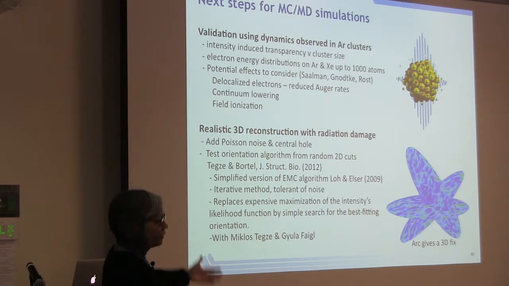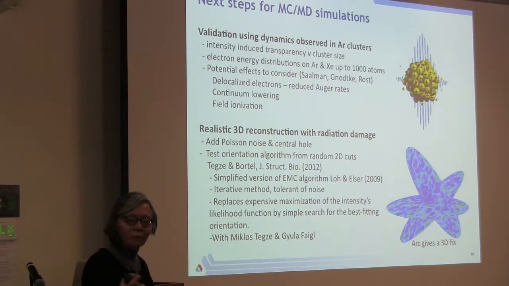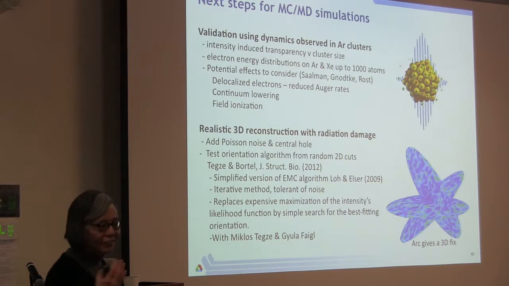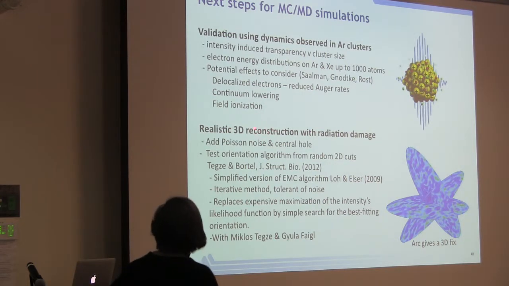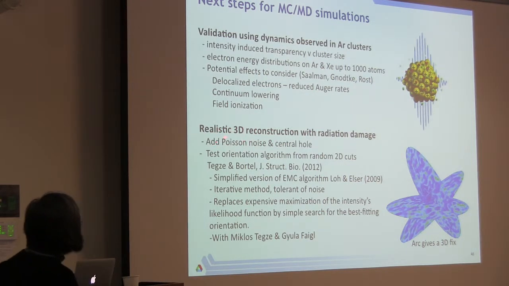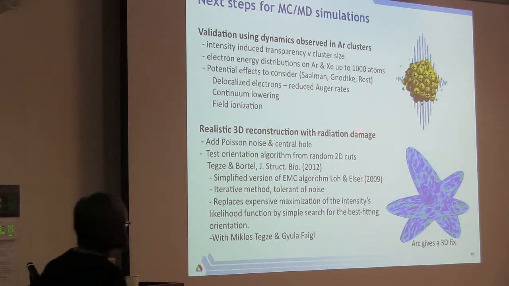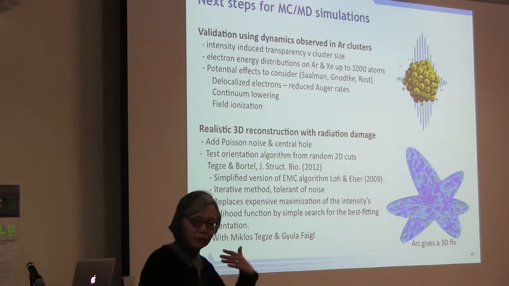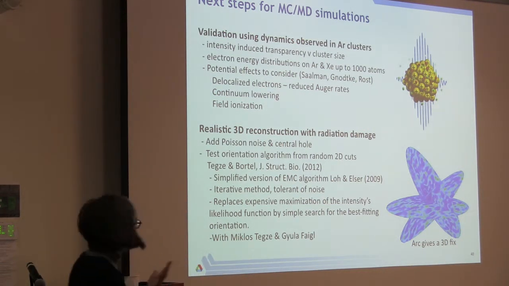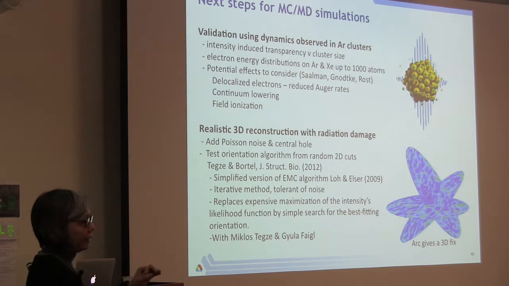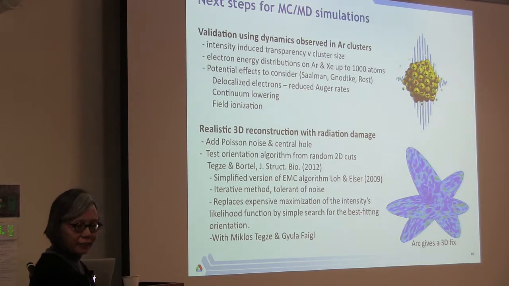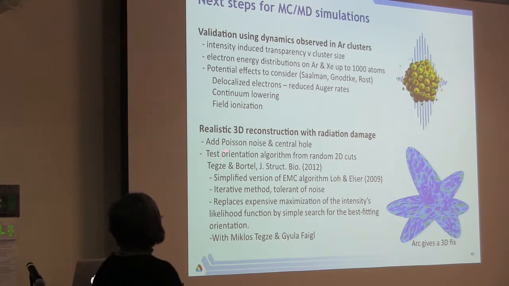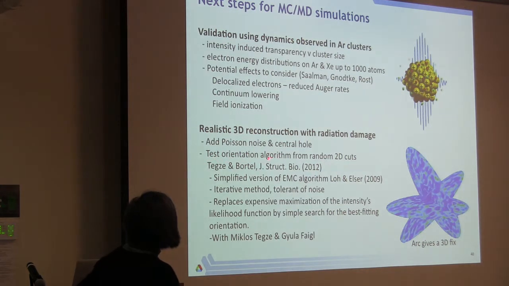But on a parallel track to this, and maybe, Margaret, you'll say a lot more about this coherent diffractive imaging momentarily, we want to be able to do this realistic 3D reconstruction, including the radiation damage. And we did that ideal case where we hadn't added noise, and all the information was actually available in Q-space, and so then you can actually reconstruct. But you have to really add those things. And we're testing this orientation algorithm.